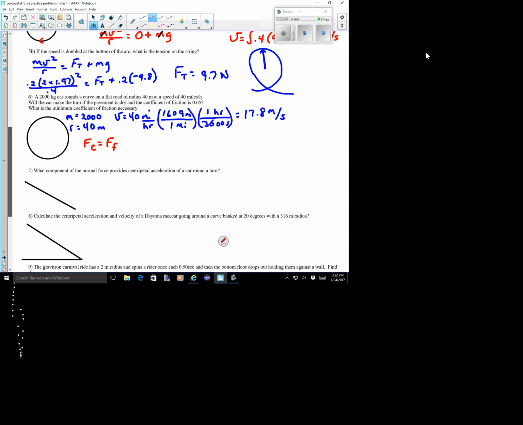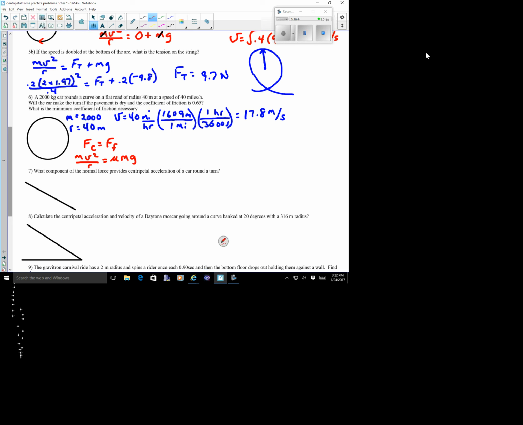So I'm going to now plug in the formulas for these things. Centripetal force is mv squared over r. The friction force, if you remember, friction is fun, so that's mu times the normal force. If you remember, the normal force was the same thing as the weight. So I'm going to scratch out that Fn right there and make it mu times m times g.